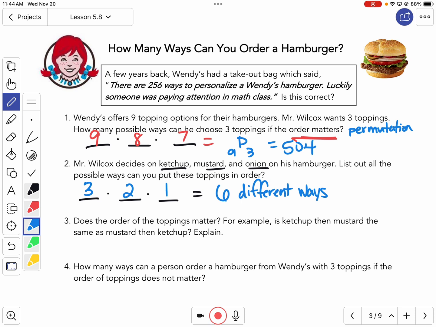Question. Does the order of those toppings really matter? No. Okay, I would say no. All right, is ketchup then mustard the same as mustard then ketchup? I would say that it doesn't matter.